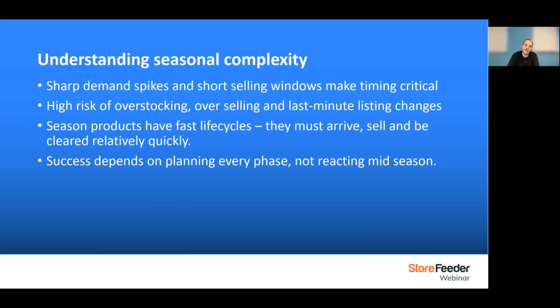So, understanding seasonal complexity. Products have sharp demand spikes and short selling windows that make them time critical. Products can go from slow moving to bestsellers overnight and then back again just as fast. So the peaks are sharp, the windows are short, and mistakes can be expensive if you've ended up with more or less stock than you should have. Like I say, there's a high risk of overstocking, overselling, and last minute listing changes. Overbuying tends to lead to leftover stock, markdowns and wasted margin, whereas underbuying will lead to missed sales, poor channel performance, and potentially frustrated customers.